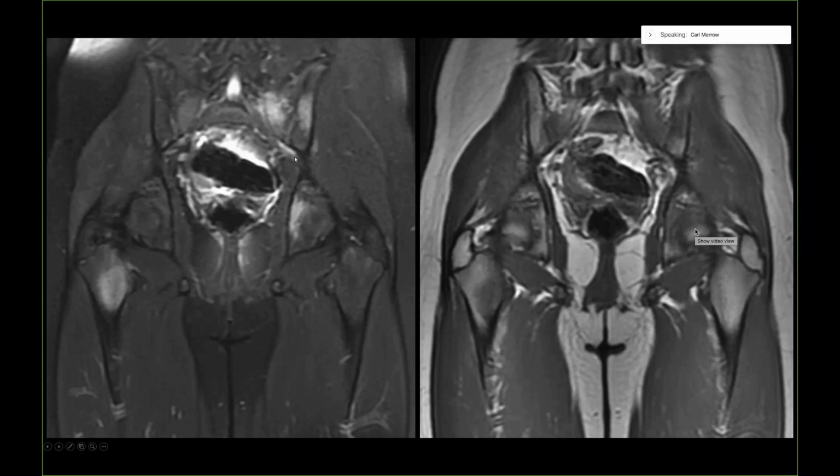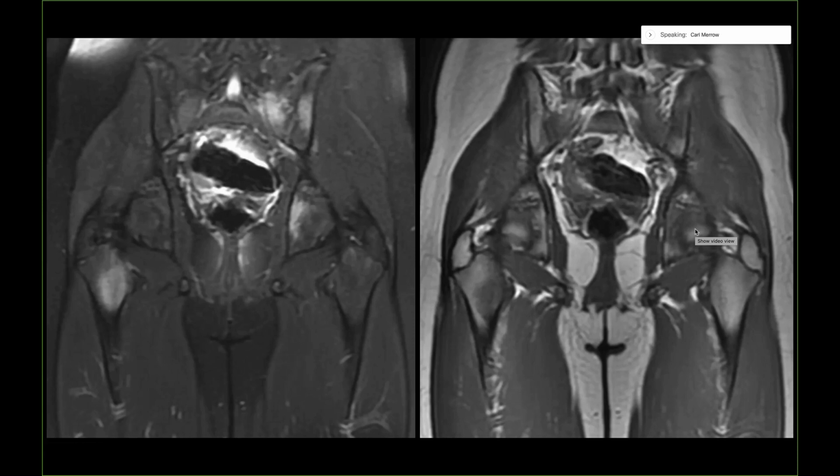And again, at each of these levels, there's really no appreciable joint fluid nearby. There's no significant soft tissue abnormality. Nothing seems to be disrupting the cortex. No real periosteal reaction. So, any considerations before I discuss this any further?